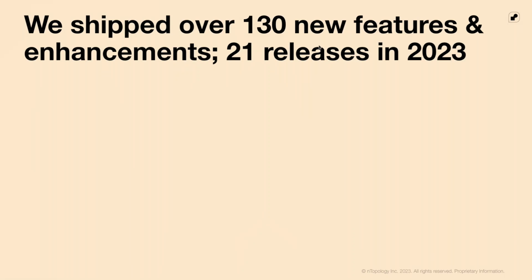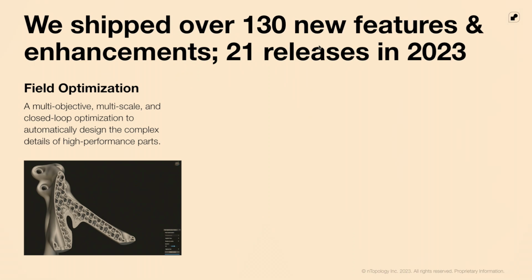So in 2023, we shipped over 130 new features. We release software roughly every 2 weeks, not quite 26. I think there were a couple of misses on releases, maybe holidays, something like that. But here are 3 new features from 2023 that are getting some traction in the market. One, our field optimization framework. This is a multi-objective optimization framework built as an extension of our topology optimization that allows you to use the metamaterial properties of lattices in the optimization framework.